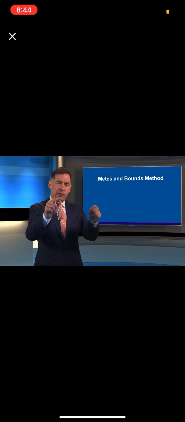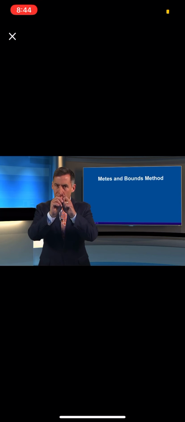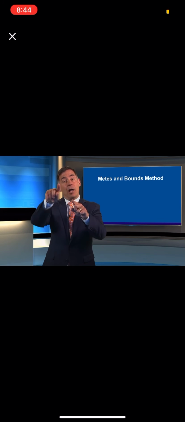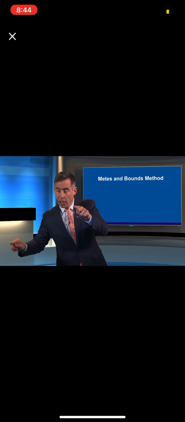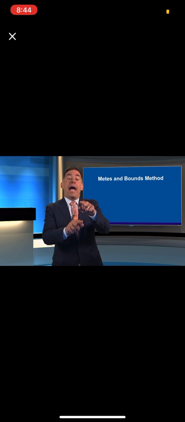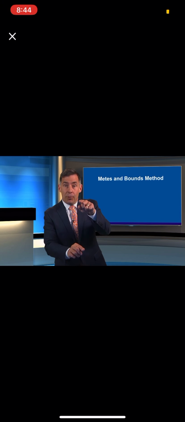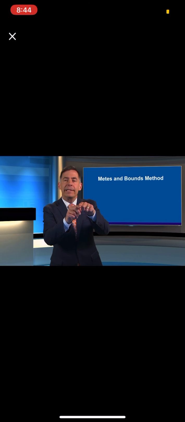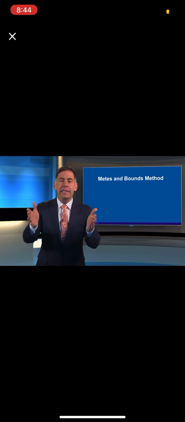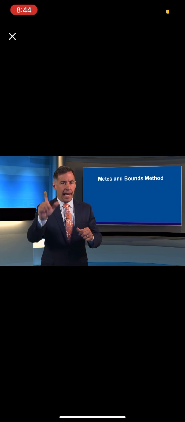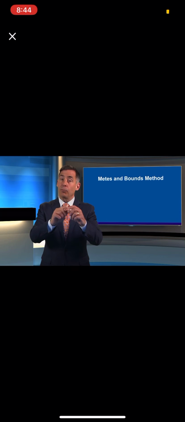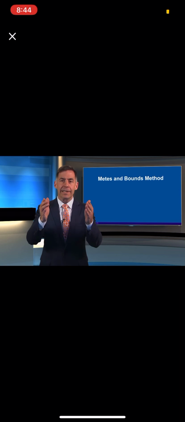It's not the reference point, that just gets you to the point of beginning. And then in a clockwise fashion, you read that metes and bounds description, you find your other points, and when you find the last point, understand, you go straight back to the point of beginning. So a metes and bounds description begins and ends at the point of what? The point of beginning.